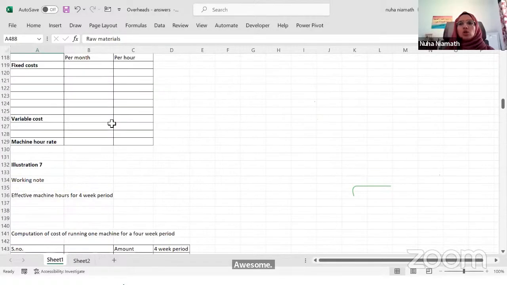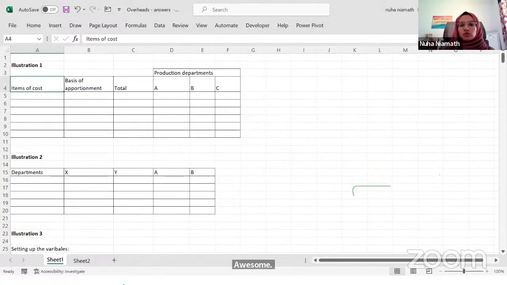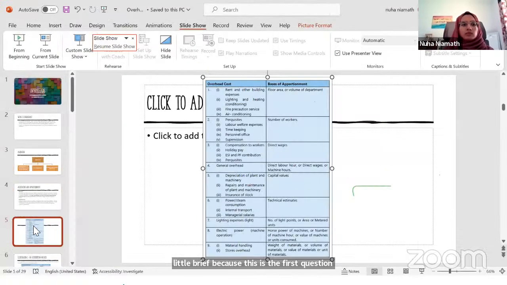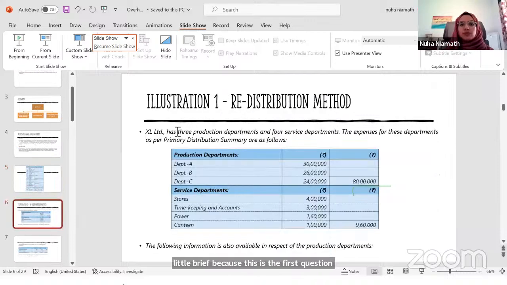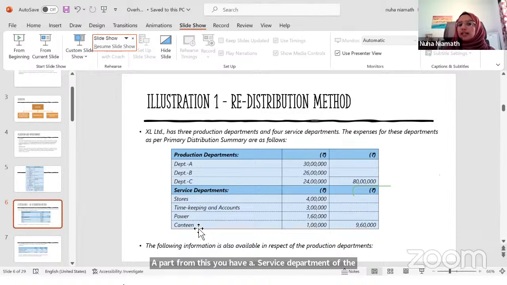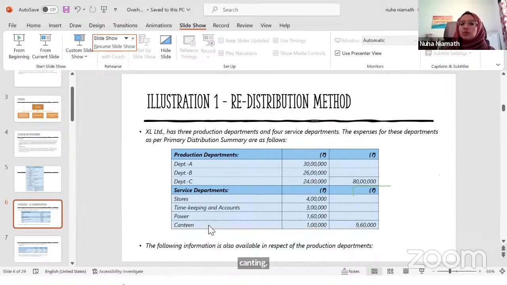Okay. So before we proceed with the answer, to give you a little brief, because this is the first question. What we can see in the question is we have 3 production departments, A, B, and C. These are the main production departments that are producing the final product. Apart from this, you have service departments of the stores, the timekeeping department, the power, and the canteen. So there are multiple other service departments also contributing their services to these productions.